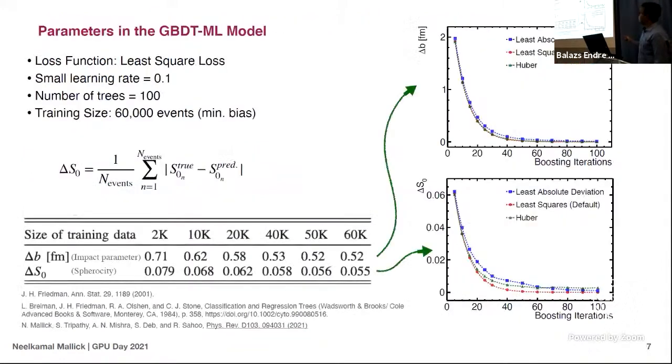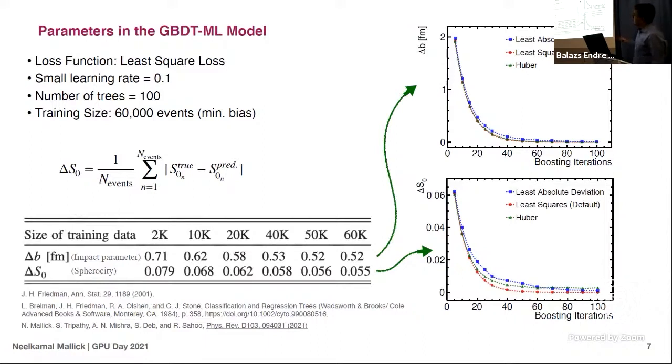We build a model based on the gradient boosting decision tree, and these are some tuning parameters. We have used the least square loss as the loss function. The learning rate is 0.1, the number of trees is 100, and the training sample size is 60,000 events. 60,000 events corresponds to around 20 GB of data if you take heavy ion collisions.